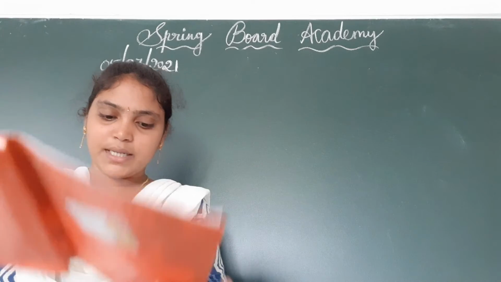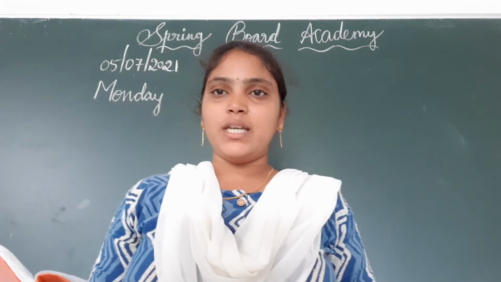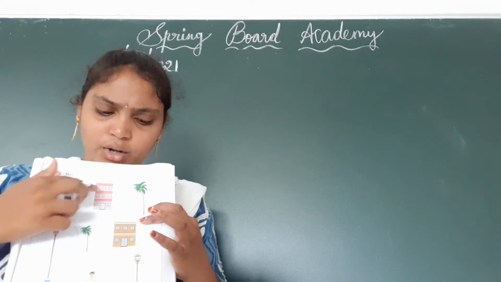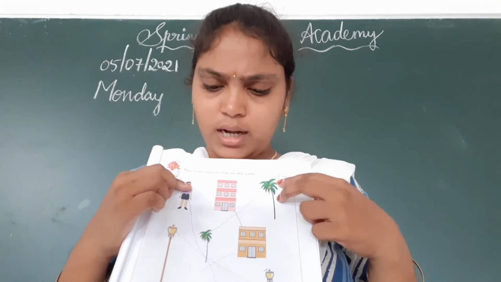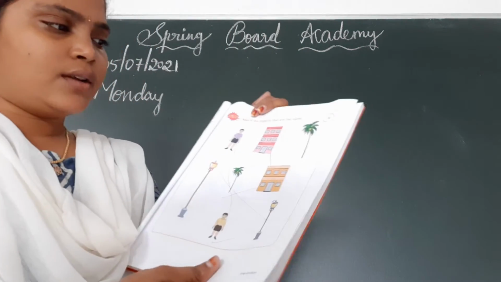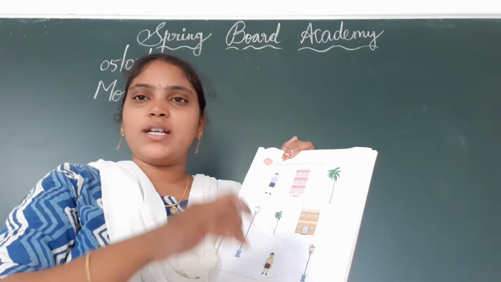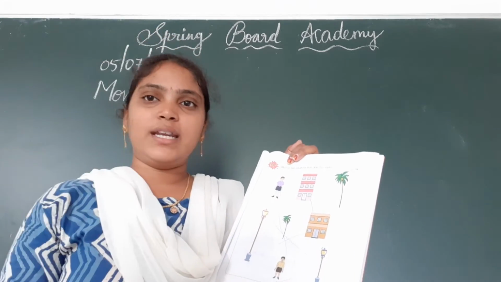Next, turn to the next page, page number 6. In each pair, one object is shorter than the other. Yes, here you can check, children. Here two buildings are there. Then what is the difference between these two, children? Yes, here you have to check. This is the taller building. This is the shorter building. In two objects, one is taller and one is shorter.